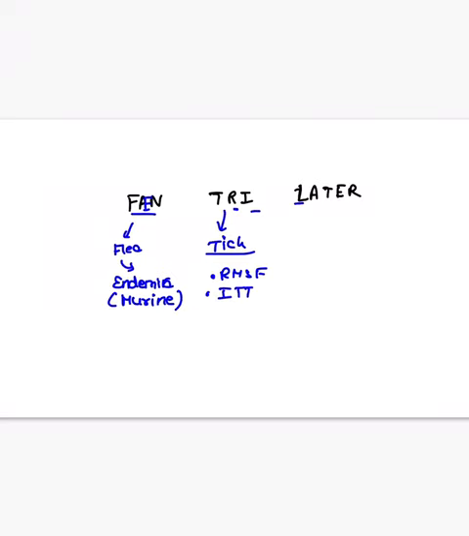See, the flea one was for endemic, FEN. That was endemic typhus, also known as murine typhus. Now coming on to the tick one, that is Rocky Mountain Spotted Fever and Indian Tick Typhus. Now coming on to LATER, that is louse. For louse you have TR, that is trench fever. Endemic has already been done, so this one is epidemic typhus.